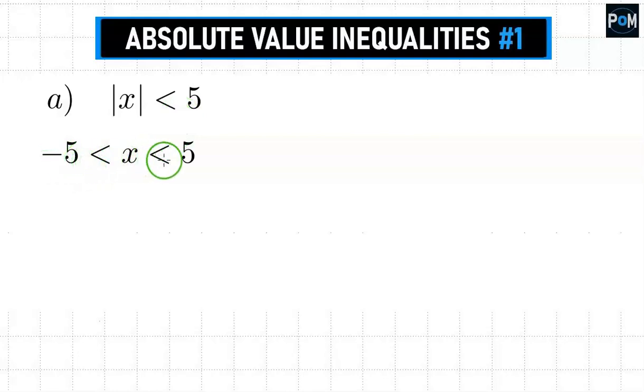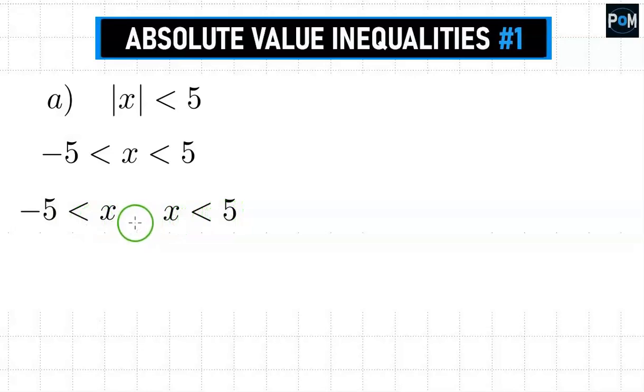Now we have a double inequality. We need to split it into two parts. The first part is this. We copy this inequality here. And on the other side, we take this piece and copy this inequality here. And we have two inequalities. X is greater than minus 5, and x is less than 5.